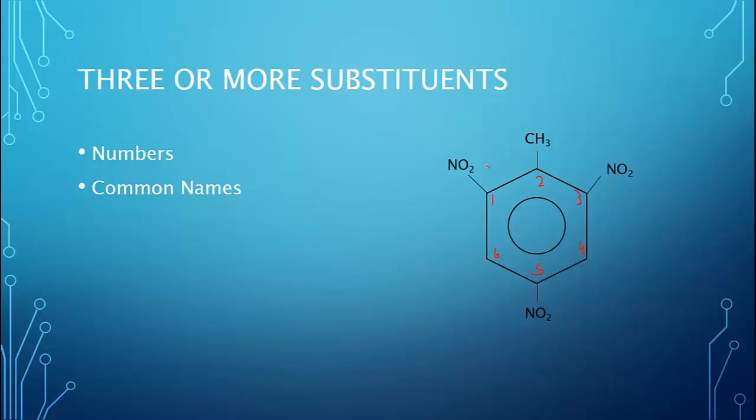Now, we need to put it in alphabetical order. This is nitro, and this is methyl. M goes before N, so the name would be 2-methyl, because it's in the 2, 1, 3, 5, trinitrobenzene, because the nitro groups are in 1, 3, and 5.